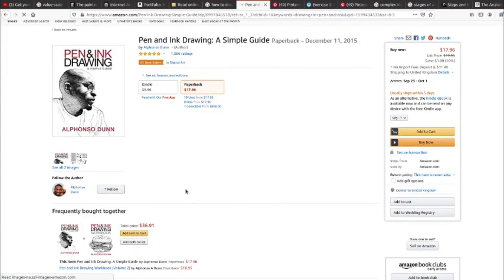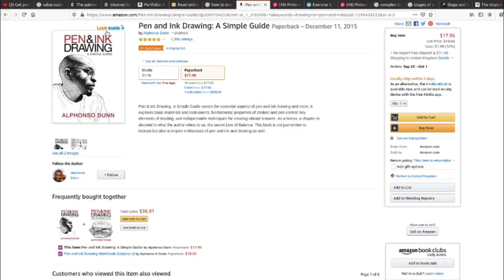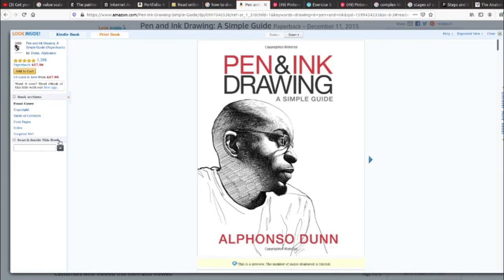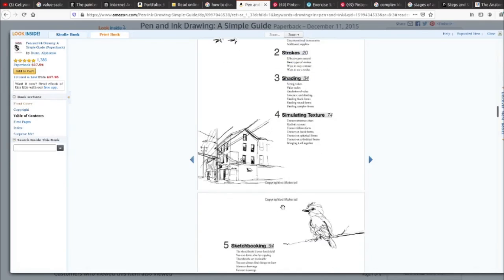I don't have his book, so I've gone to amazon.co.uk to look at the table of contents on Alphonso's book, and his stages of drawings are composition, pencil drawing, and inking. Those are the 3 stages.